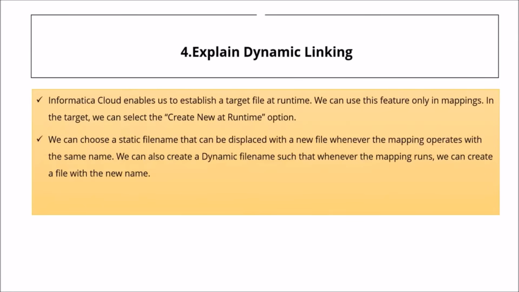And the fourth question is, explain dynamic linking. So Informatica Cloud enables us to establish a target file at runtime. We can use this feature only in mappings. In target, we can select the create new at runtime option. So we can choose a static file name that can be replaced with a new file whenever the mapping operates with the same name. We can also create a dynamic file name such that whenever the mapping runs, we can create a file with the new name.